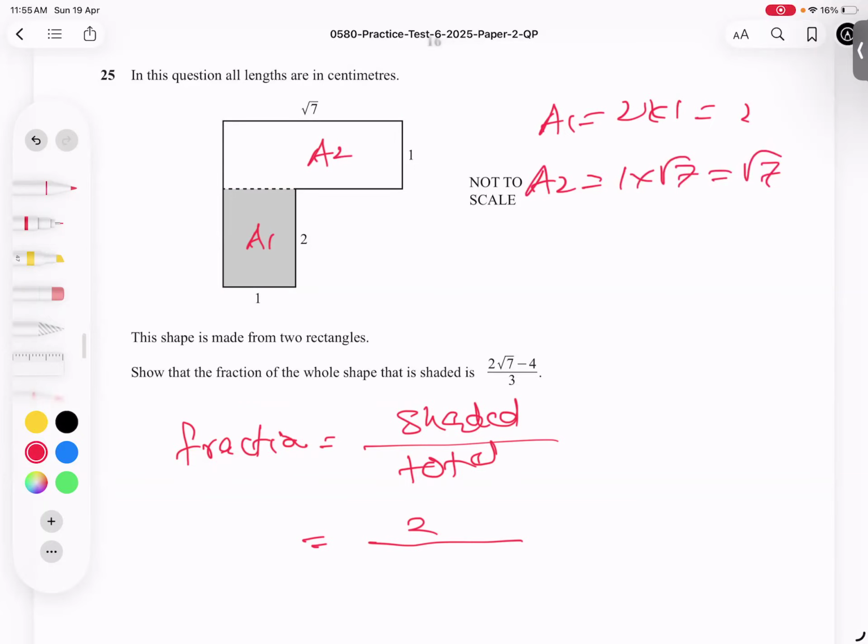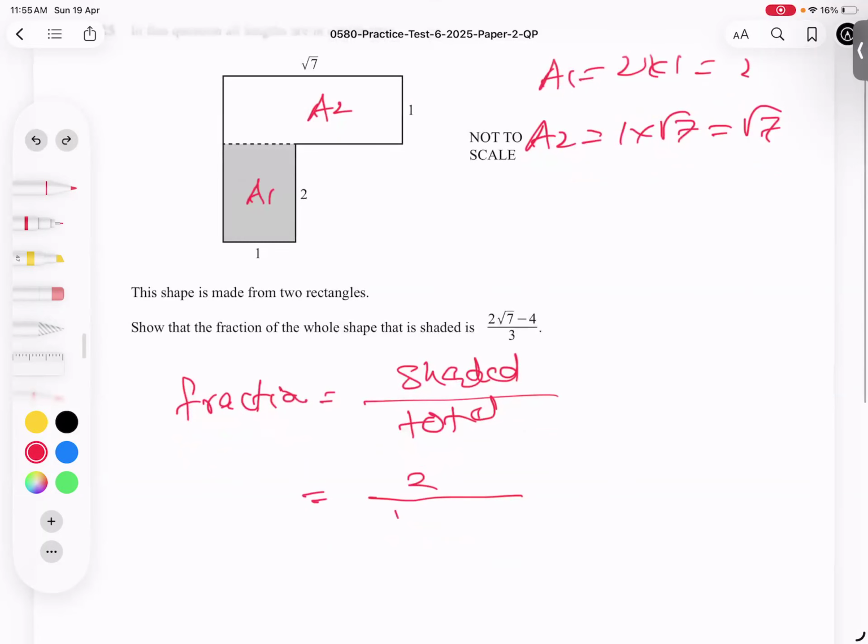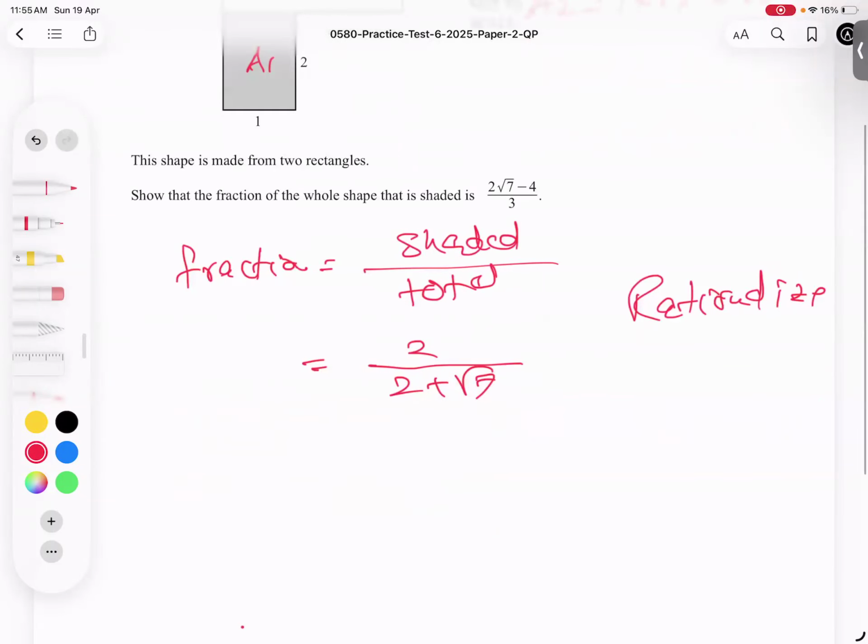And total area means adding and writing down. So 2 plus root 7. But he said convert into this form. So moving the root from down to up is called rationalize. So I'm going to rationalize. What is the rule? Multiply up and down by the same value, keeping the same terms but changing the sign. Only the sign changes.